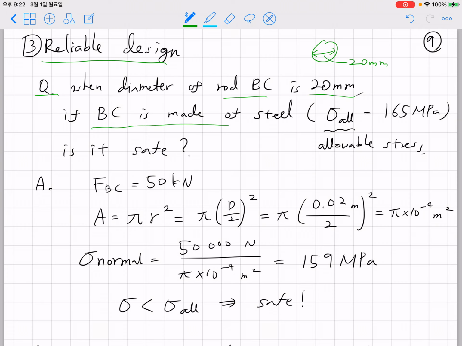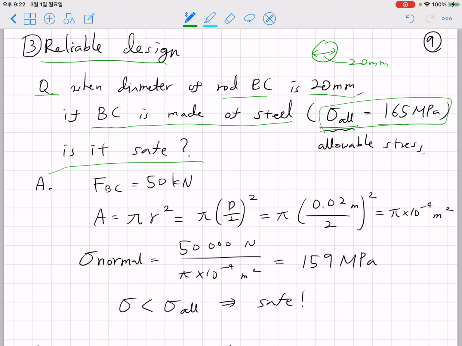If BC is made of steel, the allowable stress is 165 megapascal. So I will give you the definition of allowable stress in later lectures. But anyway, the allowable stress must be defined as a value smaller than the ultimate strength of the material, and I'll talk about the reason why in a later lecture. But anyway, the question gives us a guideline stress and asks if it is safe.